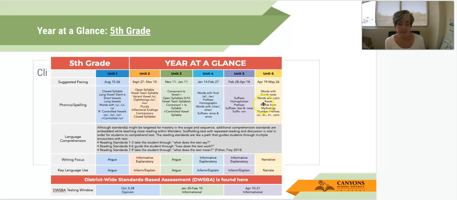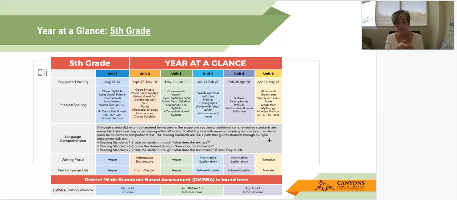This is all contained within Wonders. Here you have the language comprehension, which is that close reading routine. All these standards are being done with every piece of text. So you are working with the gist of the story, or what does the text say, being able to ask and answer questions, retell the story.